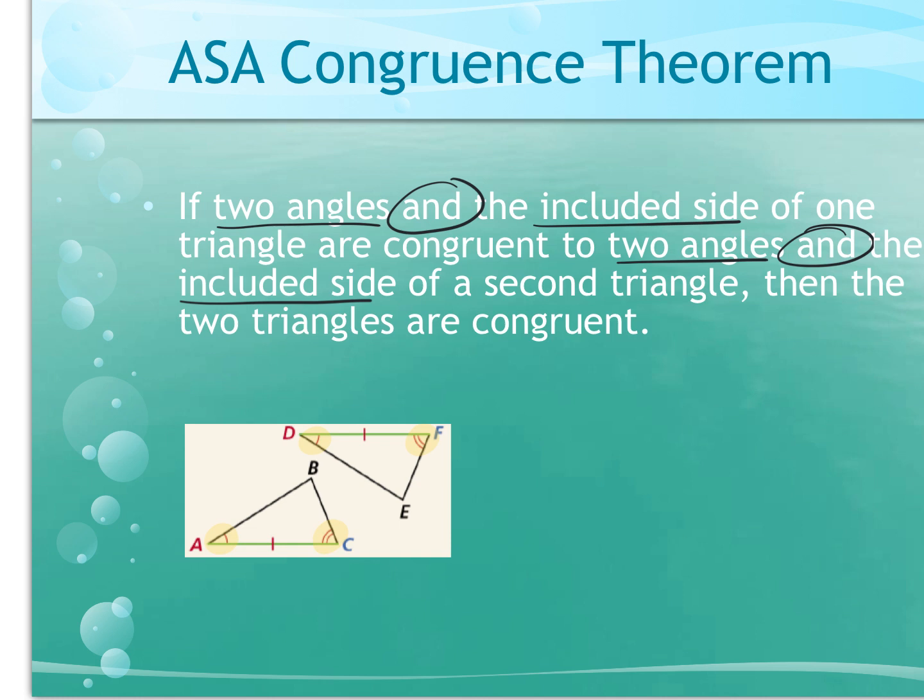The included side means that the side or the segment in between those two angles is congruent to the other one. So it's not this side or this side. It has to be the included side. So if you have, again, two angles and the included side of one matching with two angles and the included side of another, then the triangles are congruent using the angle side angle theorem.